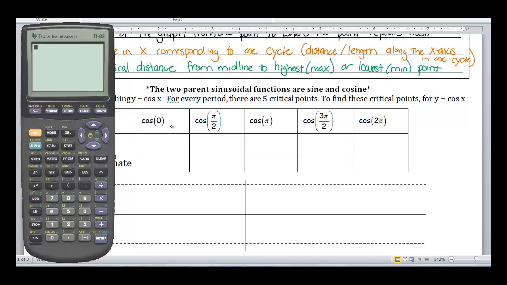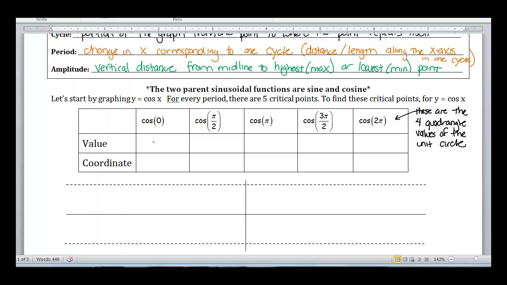You might recognize that each of these values are the 4 quadrantal values of the unit circle for radians. That's why we're going to use these values as our 5 critical points. So the cosine of 0, if I evaluate that, I get a value of 1. What this means is that because I plugged in different x values and got a y value, the ordered pair would be (0, 1).